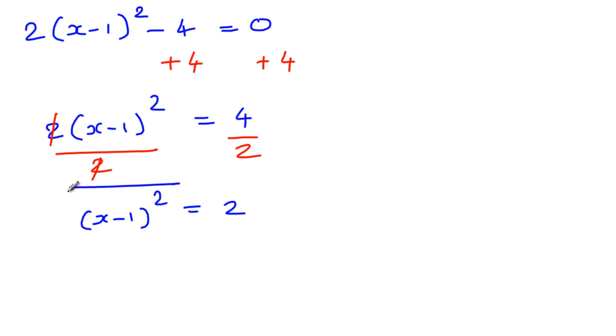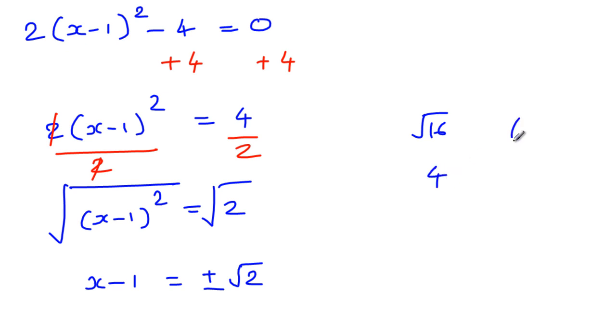Now I will take the square root on both the sides, so this will be square root. Now this is x minus 1 is equal to plus or minus. What is the square root of 2? So we will keep it as it is. If it is 16, then we can say 4. If it is 4, then we can say 2. But here it is a decimal value, so we will keep it as it is. Root 2 is the square root of 2.